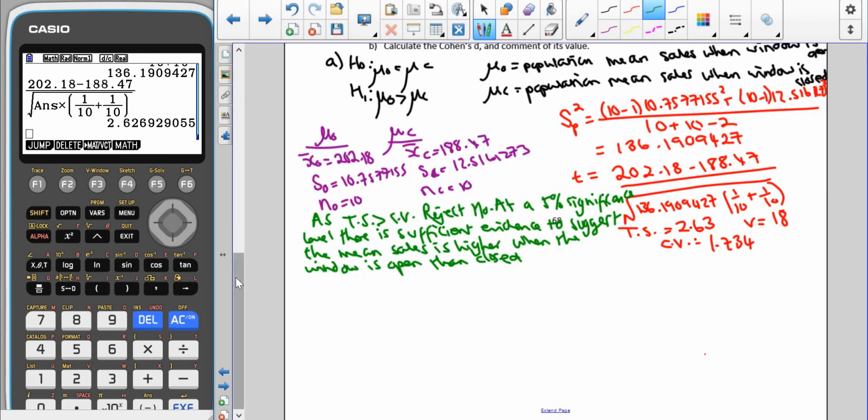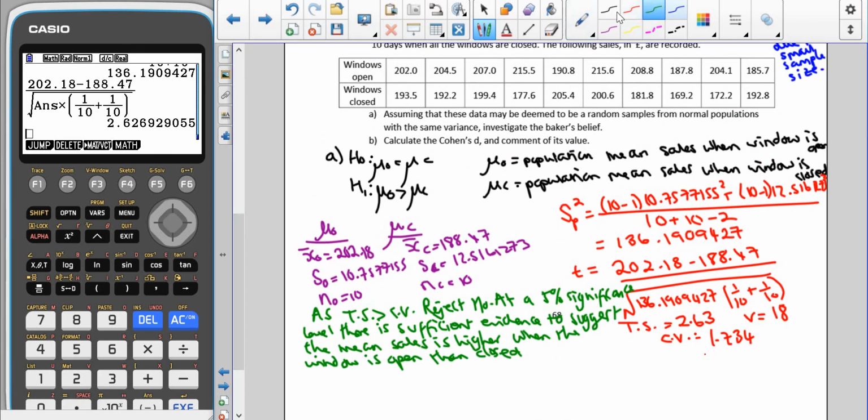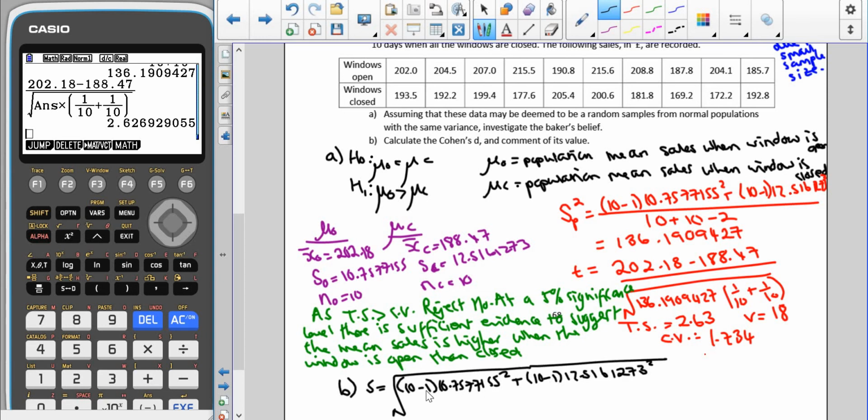So for part B, we're finding the Cohen's D and we're commenting on the effect size. Now, luckily, remember first to find your S, which is going to be the square root of 10 minus 1 times 10.7577155 squared plus 10 minus 1 times 12.5161273 squared. Even though those are only the sample standard deviations, because those are the standard deviations that we have used in the hypothesis test, those are the ones that we need to use.